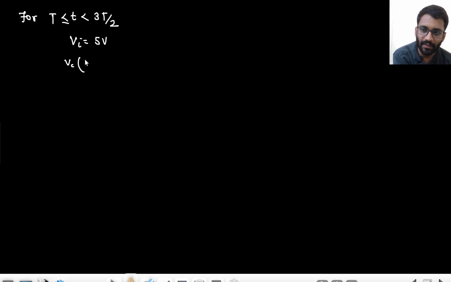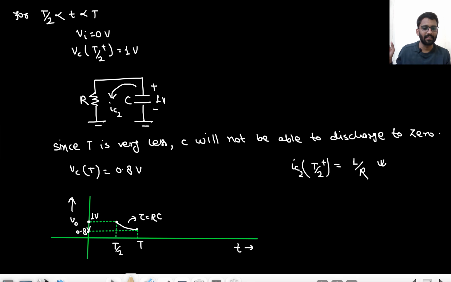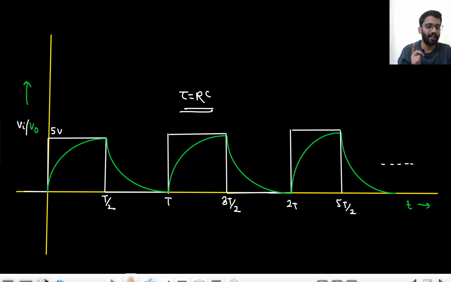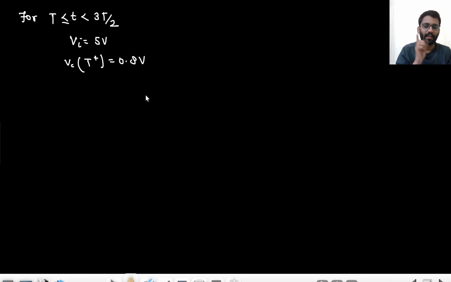Now what is happening? For T to 3T by 2, your V in is again 5 volt. Now your capacitor is already having some voltage. What is that voltage? That is 0.8 volt. What is the difference in this analysis versus the previous analysis? In the previous analysis, your VC at T was 0 volt. 0 to 5, 5 to 0, 0 to 5, 5 to 0. But now you are having some initial voltage here. Okay. So what is the circuit now?